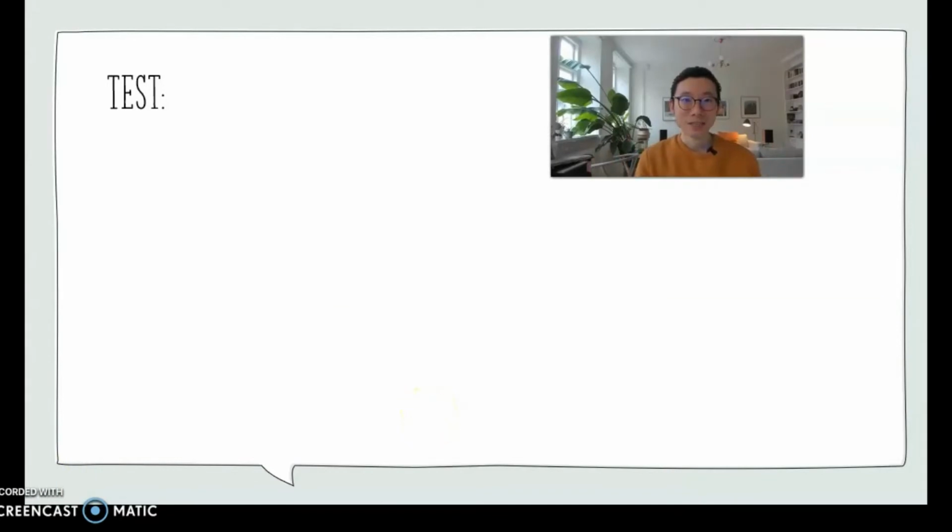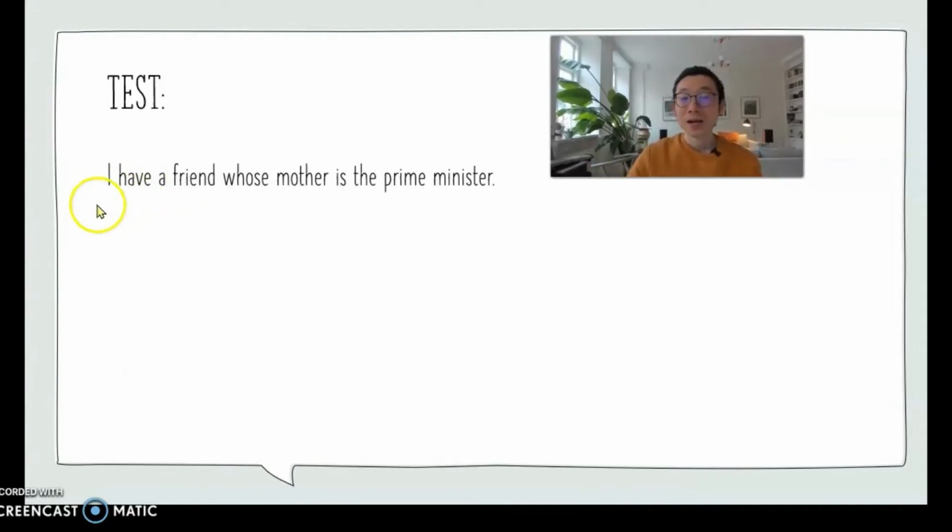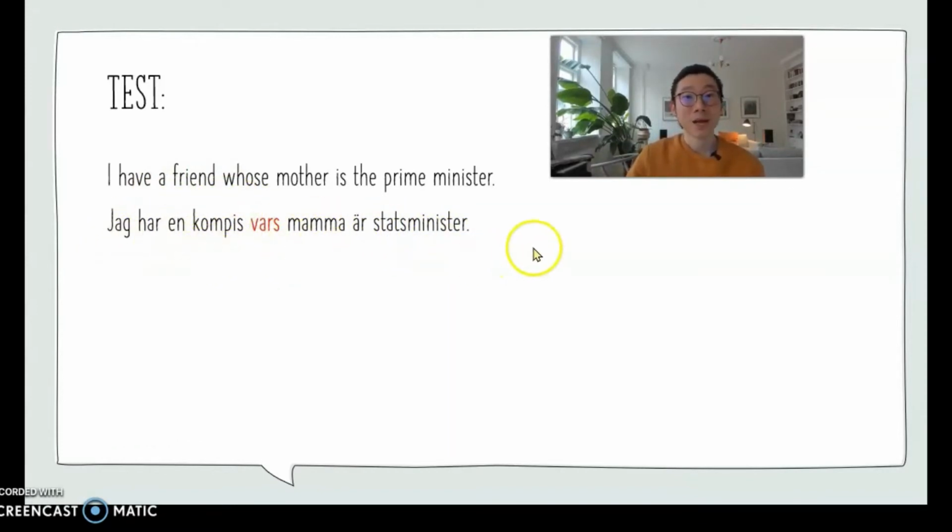Now, let's do a test. Nu ska vi göra en test. Hur ska vi översätta I have a friend whose mother is the prime minister. How to translate I have a friend whose mother is a prime minister into Swedish. Jag har en kompis vars mamma är statsminister. Jag har en kompis vars mamma är statsminister.